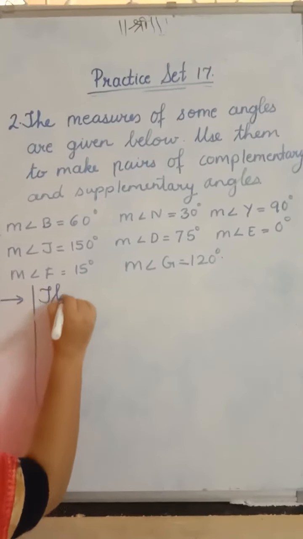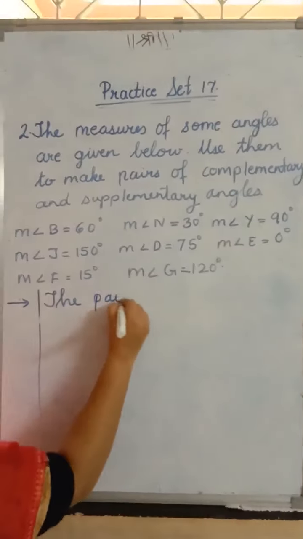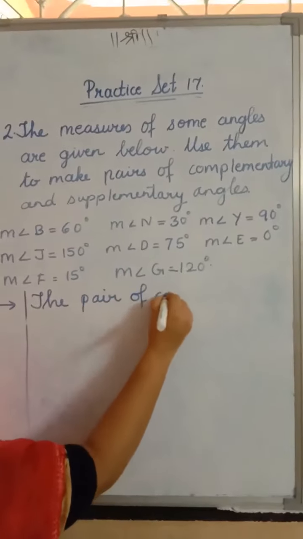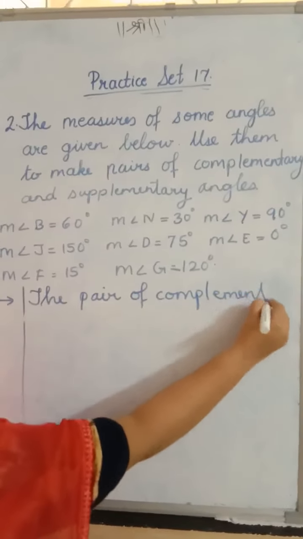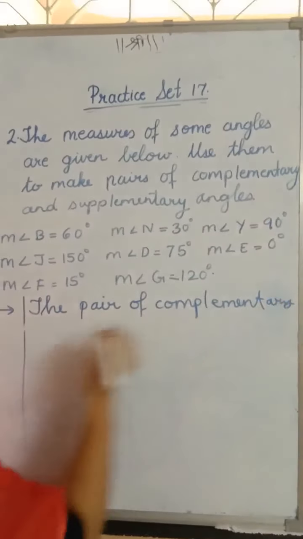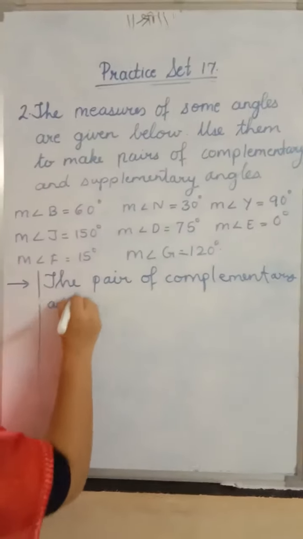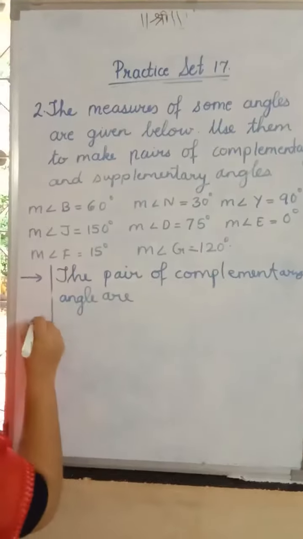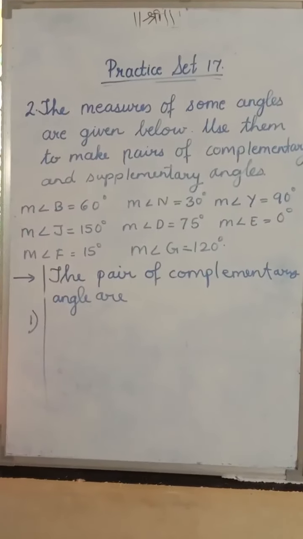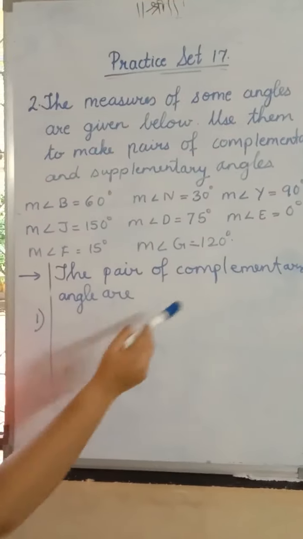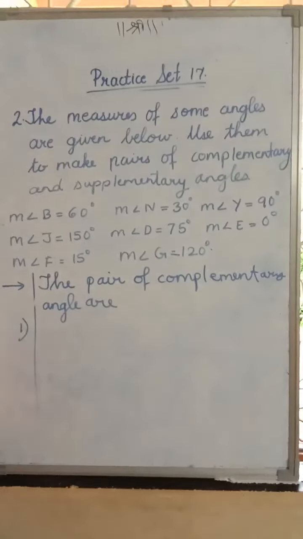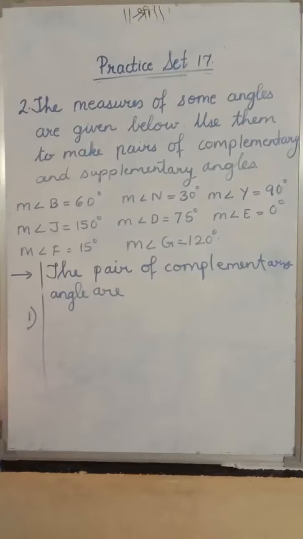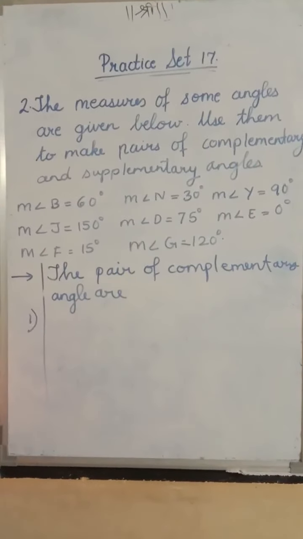So first we will find the pairs of complementary angles. Okay, so the first. Now look at the numbers. So complementary angles' measurement is how much? 90 degrees. So which numbers from this will give you 90 degrees as an addition?